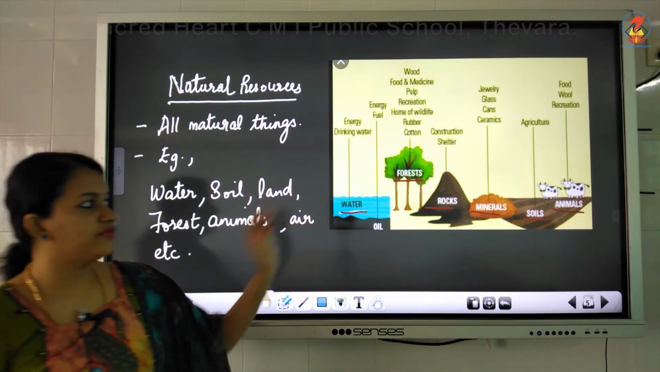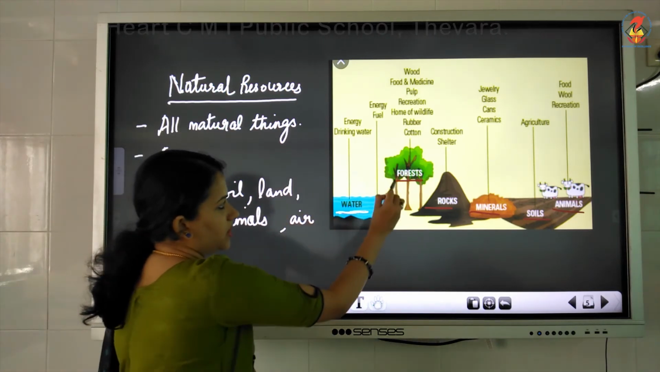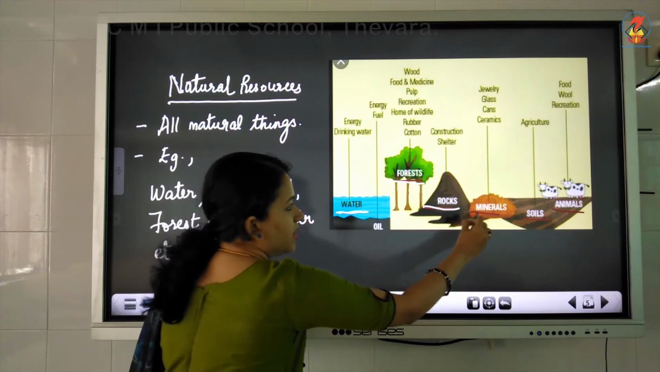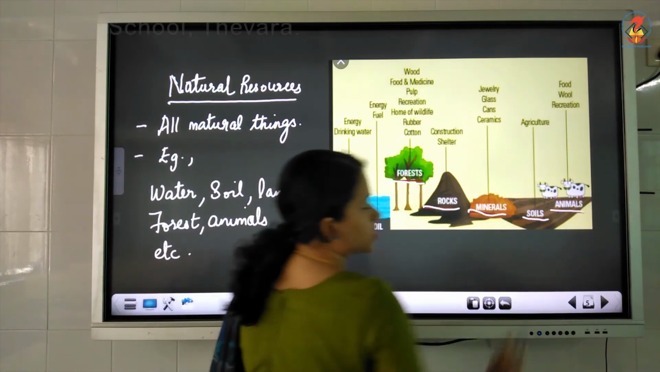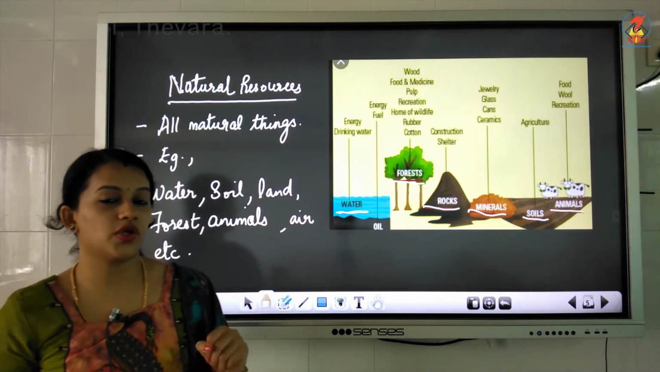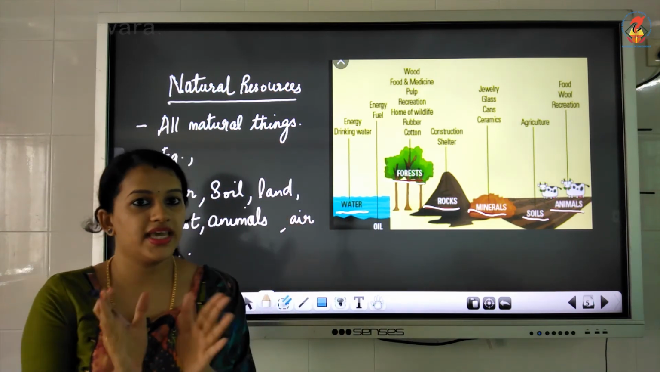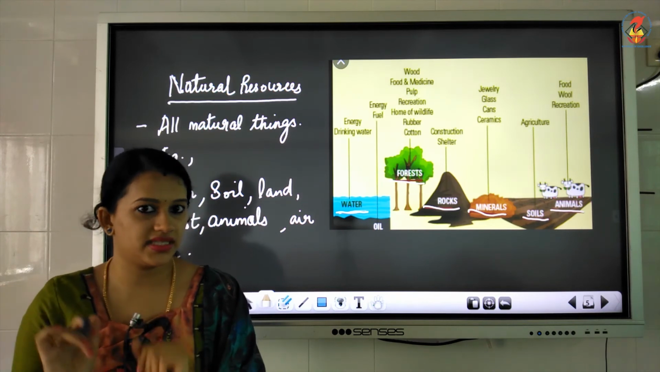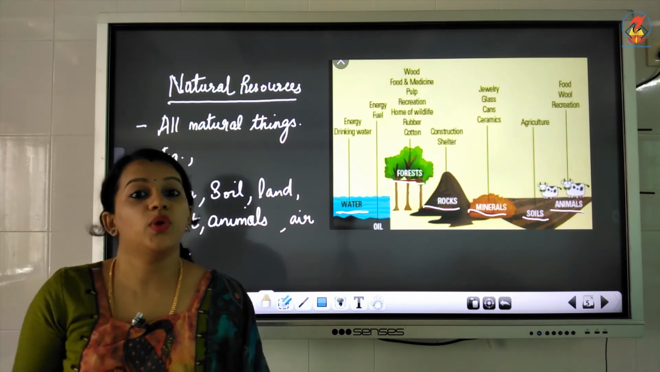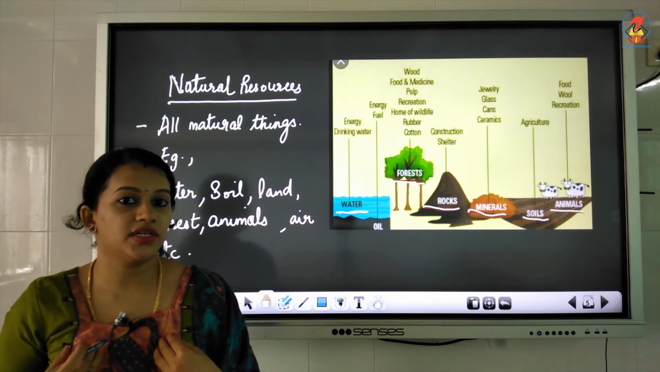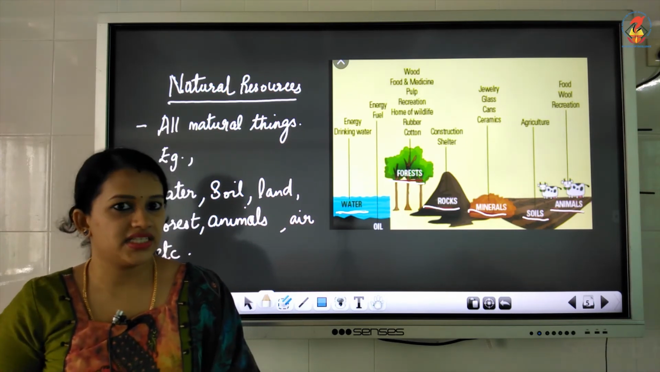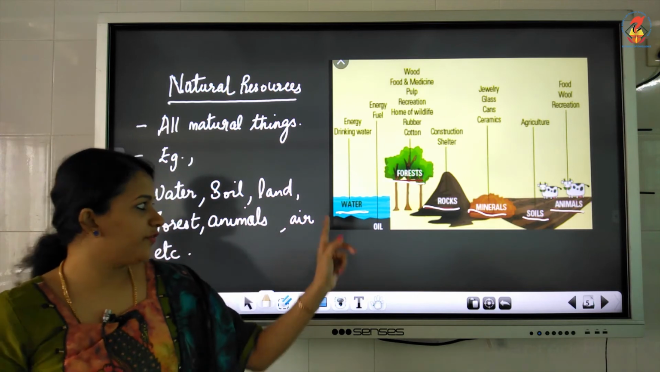Okay, here I have shown the picture of water, forest, rocks, minerals, the soil, animals, all those are examples of natural resources. They are present in nature as such, and they can be converted into useful things, isn't it? They can be converted into things that will satisfy our needs. I will say a few examples.